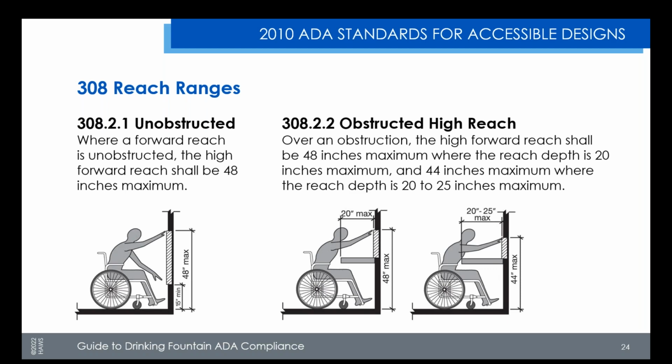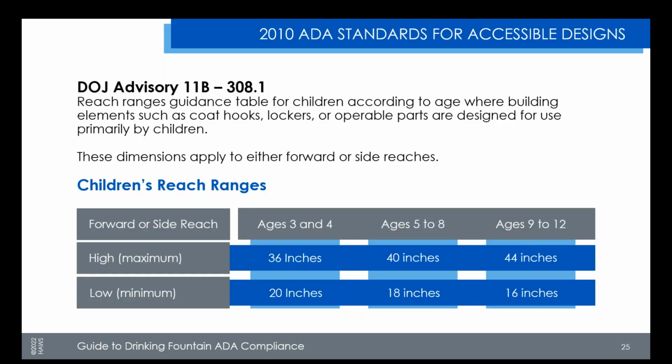So generally speaking, again, drinking fountains are shorter than 20 inches. So the middle example would be what our reach ranges are going to be for that type of device. Now the DOJ advisory here defines reach ranges for children, and it's based on age. So remember, children are defined as age 12 and under in the ADA. These are all reach ranges that apply to both forward and parallel approach to an element.